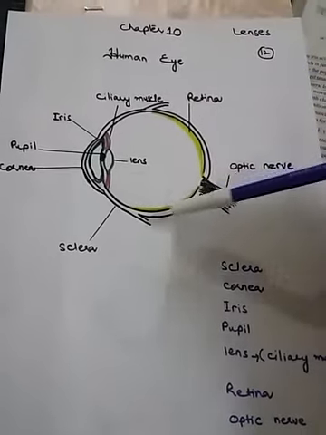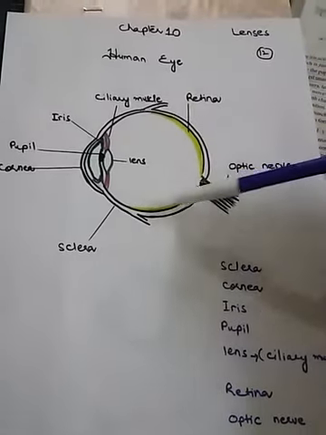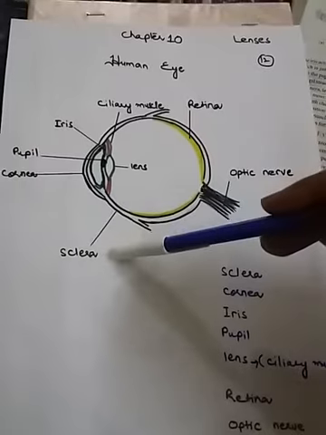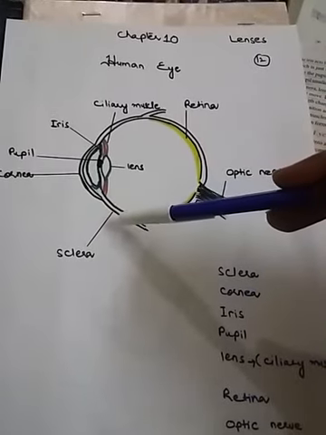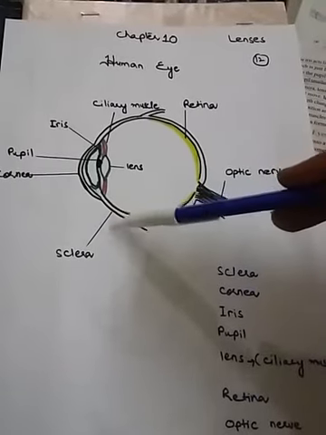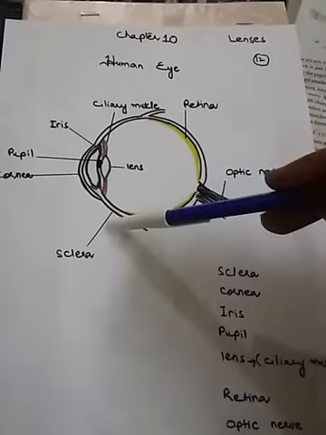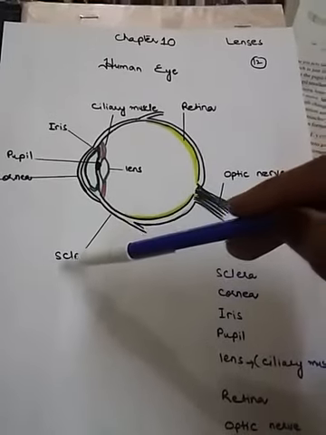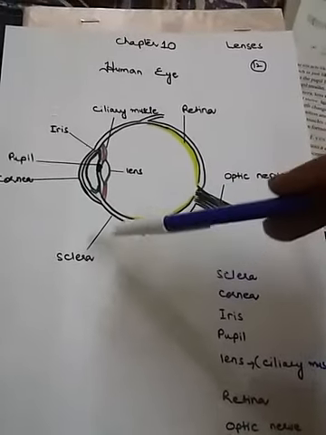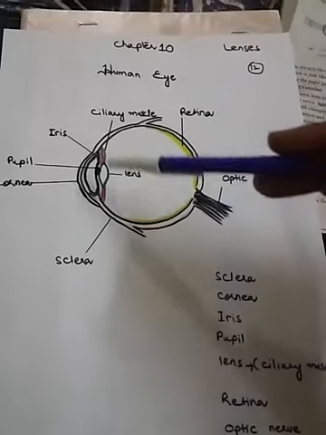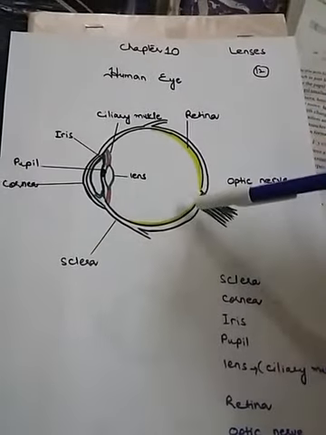Alright, the outer white part of the eye is called the sclera. When you look at your eye in the mirror, you can see the white part, and that white part is called the sclera. Okay, the human eye is almost a sphere.